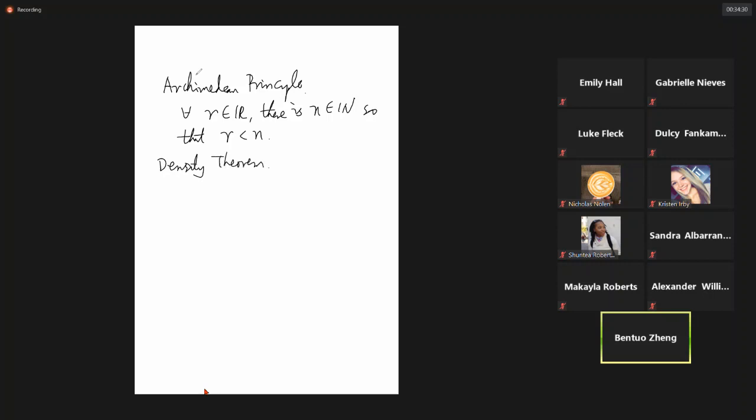The density theorem says for any real numbers A less than B, there exists a rational number between A and B. There is a rational number R so that R is between A and B.